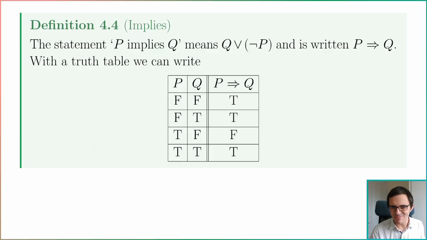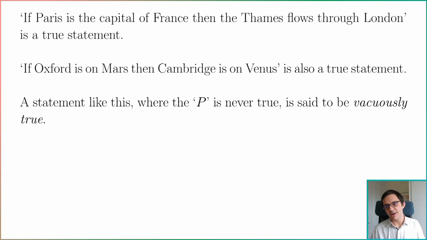First, let's look at some examples of statements that are a bit strange, that are permitted by this definition. At the top I have, if Paris is the capital of France, then the Thames flows through London. And mathematically that's considered a true statement, because the Thames does flow through London and Paris is the capital of France. So those two things are both true. We're in the final row of that truth table. So it's a true statement.